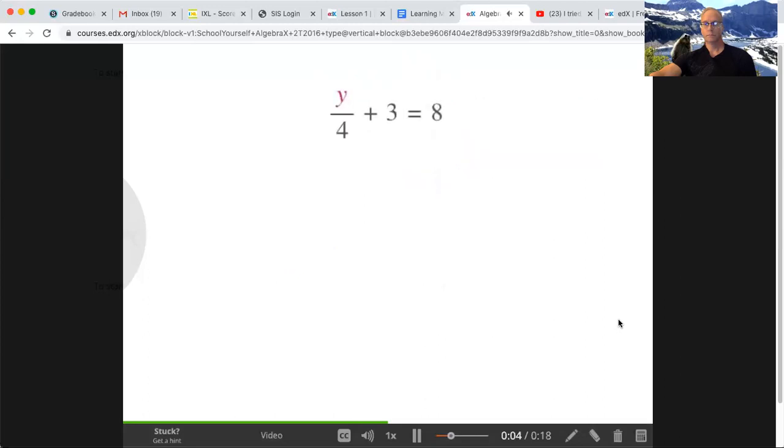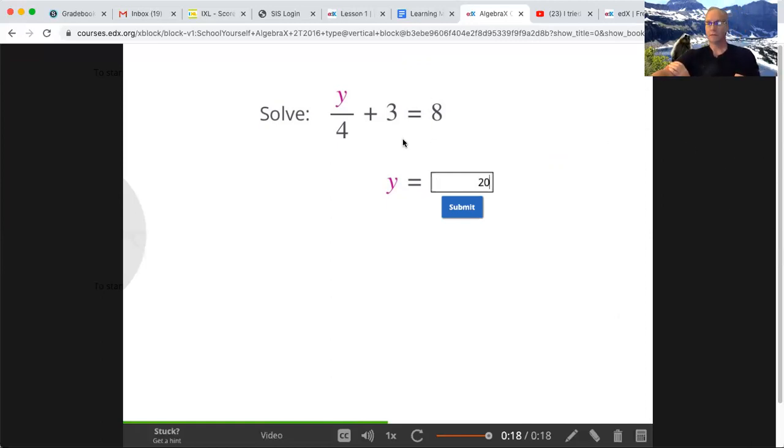All right, now for a slightly tougher equation. Y divided by 4 plus 3 equals 8. Again, try using a step-by-step method to simplify this equation until you get a y by itself on the left. Make sure you do it yourself. Don't wait for the answer from me. Do it yourself.